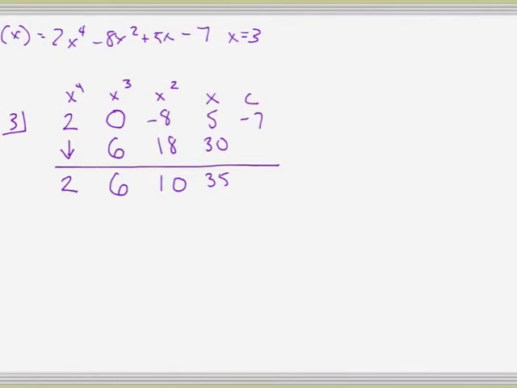So now our last number there is 35. That's under the line, so we're going to multiply that up by what's in the box. So 35 times 3 is 105. And we add that now down the column and get 98. That last number is our answer.